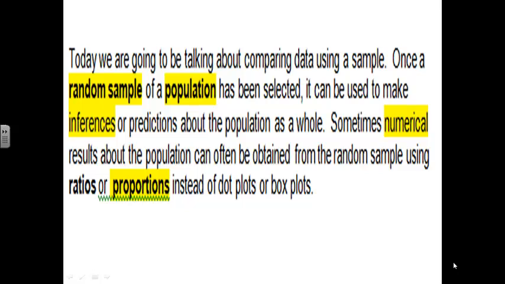When we talk about comparing populations, we are going to be comparing data using a sample. Once a random sample of a population has been selected, and we talked about random samples yesterday, it can be used to make inferences or predictions about the population as a whole. Sometimes numerical results about the populations can be obtained from the random sample using ratios or proportions instead of dot plots or box plots.